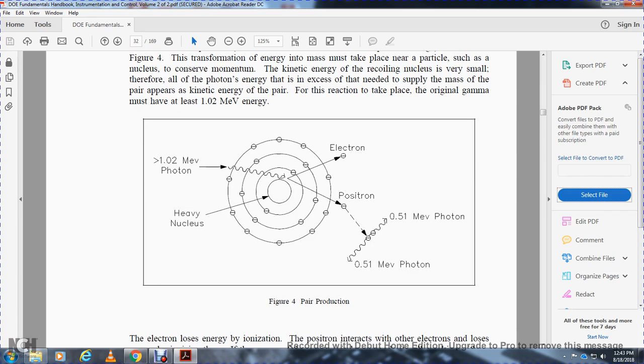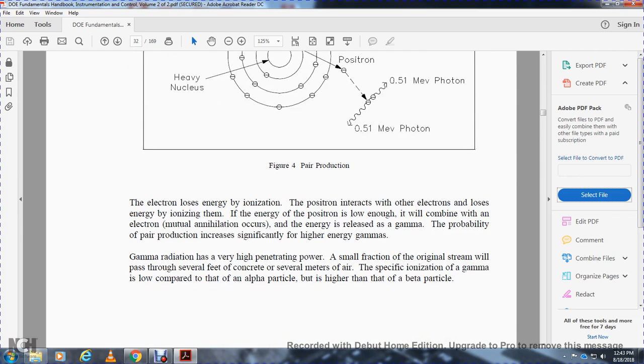A 1.02 million electron volt photon near a heavy nucleus produces an electron and a positron, and a 0.5 million electron volt photon. The electron loses energy through ionization. The positron interacts with an electron, loses energy through ionization, and then combines with an electron in mutual annihilation. The probability of pair production becomes significant with higher energy gammas.